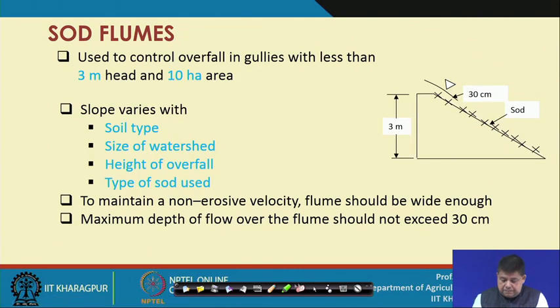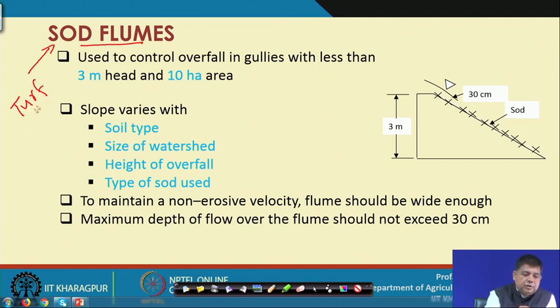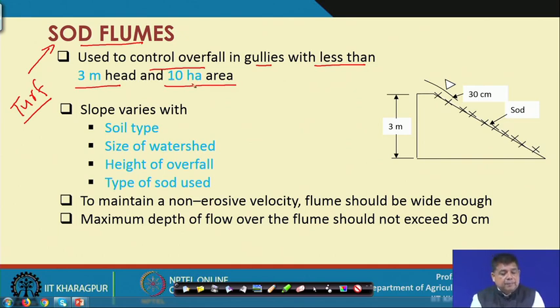The next measure could be sod flumes. Sod is nothing but turf, that is soil with grass. The other common term used is turf. This is used to control overfall in gullies with less than 3 meter head and 10 hectare area. So, a medium gully can be controlled this way. The total fall over the length is limited to 3 meters and the drainage area is 10 hectares. And because it is a short flume, a flume kind of structure will be provided.